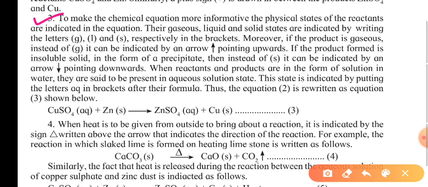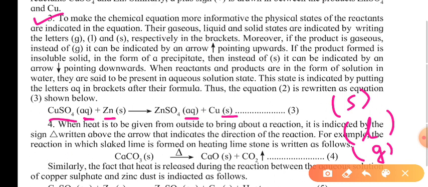The third one: to make the chemical equations more informative, the physical states of the reactants and products are also supposed to be written. And how to write it, you can see over here: the aqueous solution of copper sulfate, for that we write aq in brackets as a subscript. In the same way, zinc was in a solid state, zinc sulfate in an aqueous solution, and copper as a solid. We write s for solid, l for liquid, and g for gaseous. aq we write for aqueous solutions.